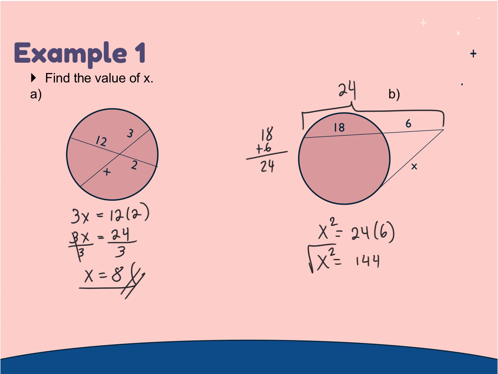We're going to take the square root on both sides. So we're going to get x is equal plus or minus the square root of 144, which is 12. Now, before you write that as your final answer, look at the figure. In this case, there's no way we can have a negative 12 as our answer because we can't have a negative amount for a line. So our final answer is actually just going to be positive 12.